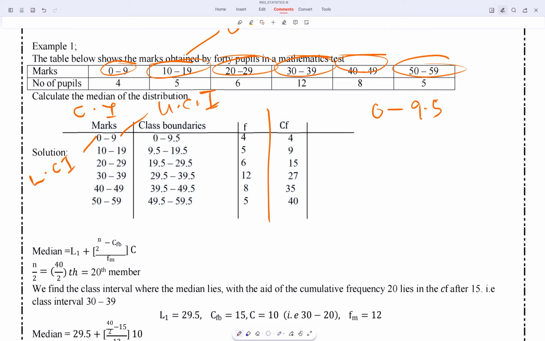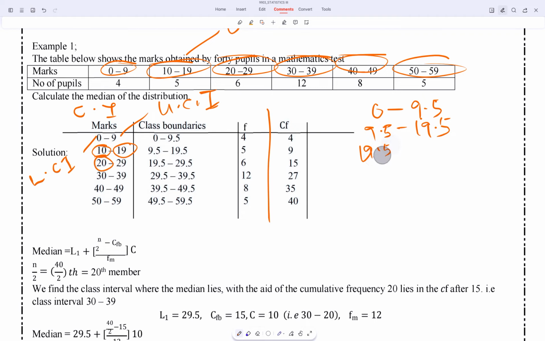Then you subtract 0.5 from 10. That will give you 9.5. Then add 0.5 to 19. That will give you 19.5. Subtract 0.5 from 20, that will give you what?